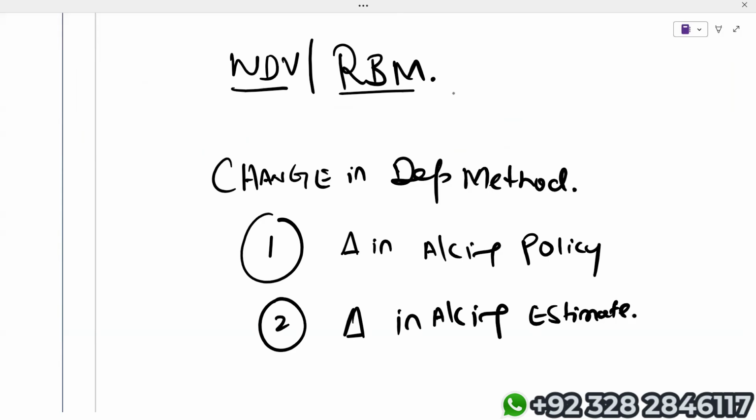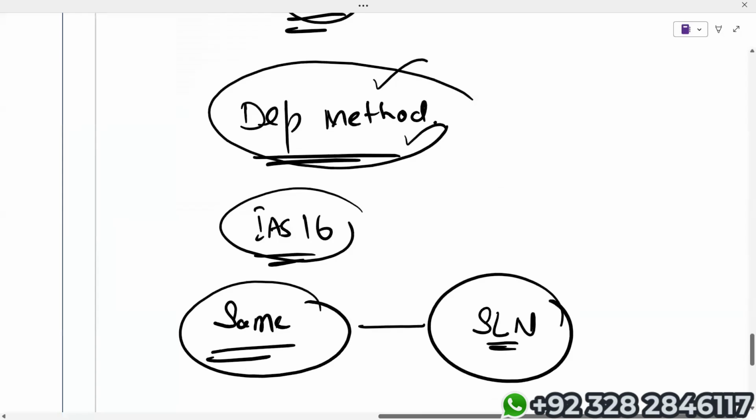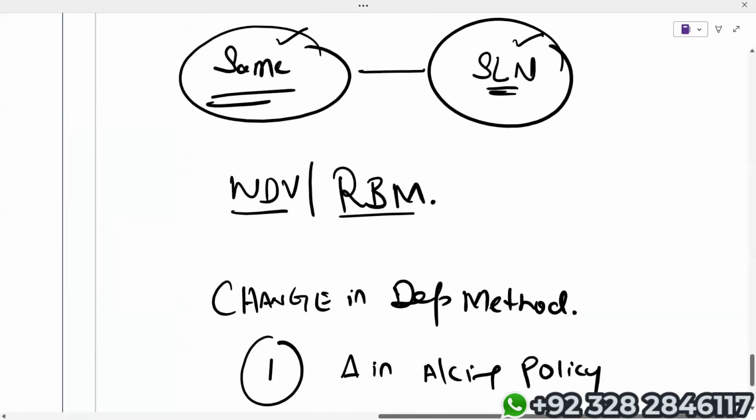Okay, let's see what is the answer. Oh, one student is saying change in accounting policy. Okay, now listen to me carefully, students. Then you will get to know the answer also. Try to understand. According to IAS 16, your depreciation method should match with the pattern of economic benefit from the asset. If you are getting the same economic benefit, you should go for a straight line method. If initially you will be getting more economic benefit from plant and machinery, and later on reduced economic benefit, you will go for the reducing balance method.